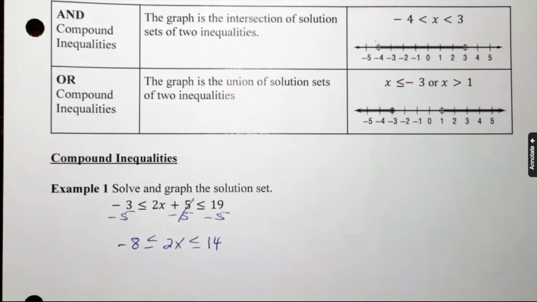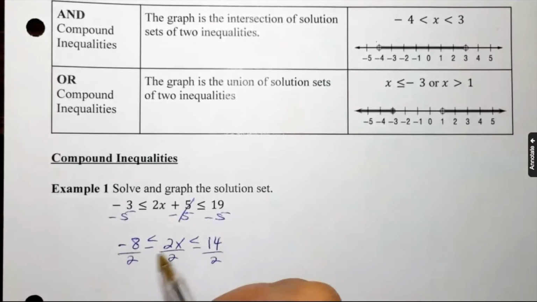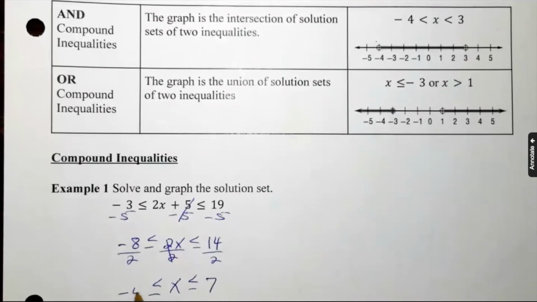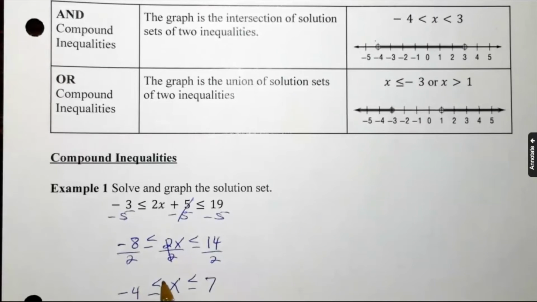We are down to a one-step compound inequality. If x is being multiplied by 2, I am going to divide by 2 3 times. And we have 14 divided by 2 is 7. -8 divided by 2 is -4. X is greater than or equal to -4, and x is less than 7.